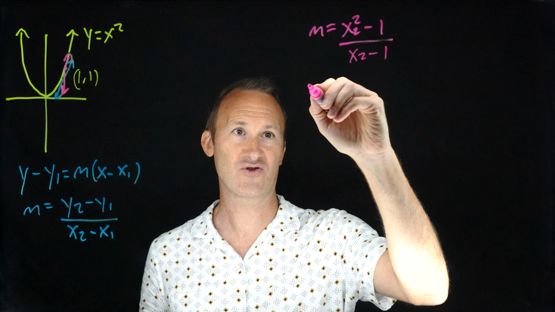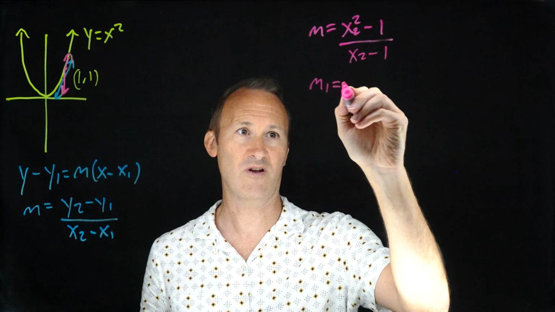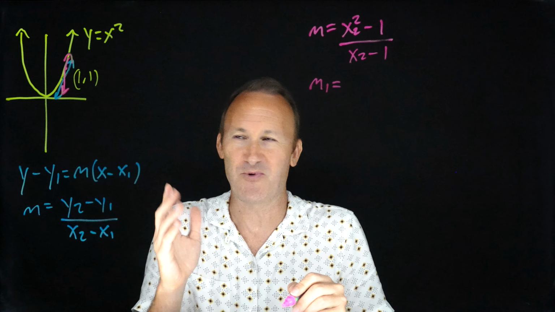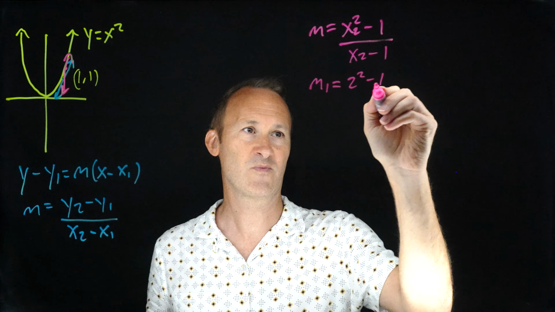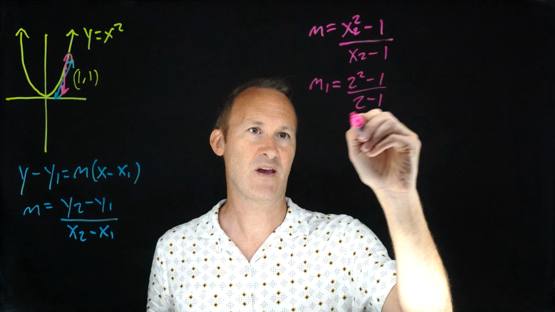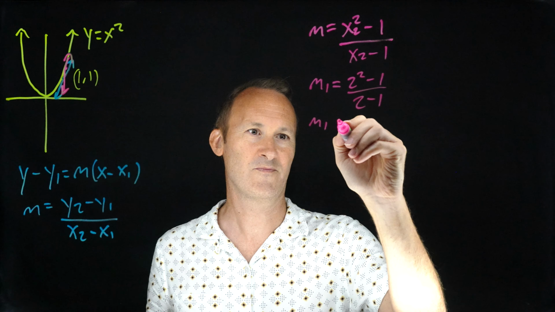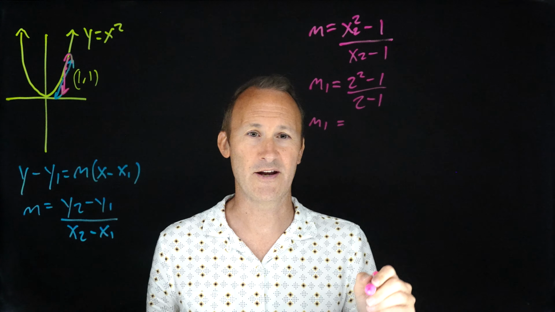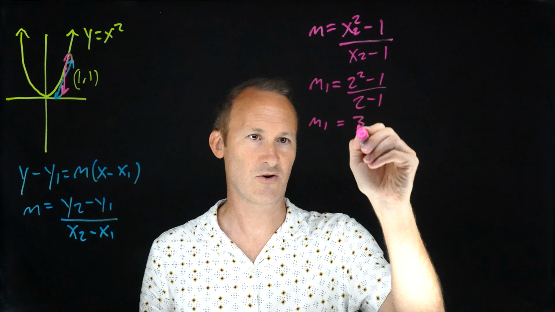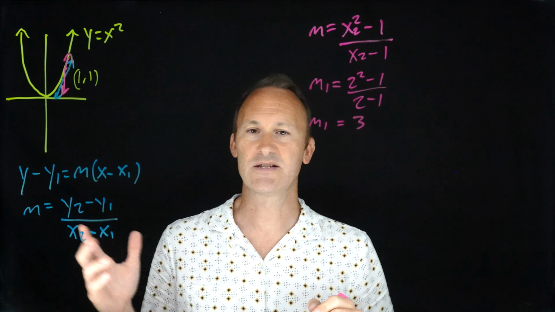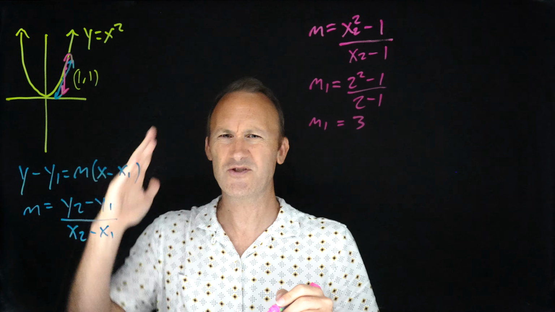We want to pick points that are close, and let's make it easy to start with. Let's go ahead and choose for our first slope the nice integer point (2, 4). Okay, so if we square 2, we will certainly get 4. And 4 minus 1 is 3. 3 over 1 is 3. So first estimate is 3. It's not a good estimate for the slope because (2, 4) is a little high.